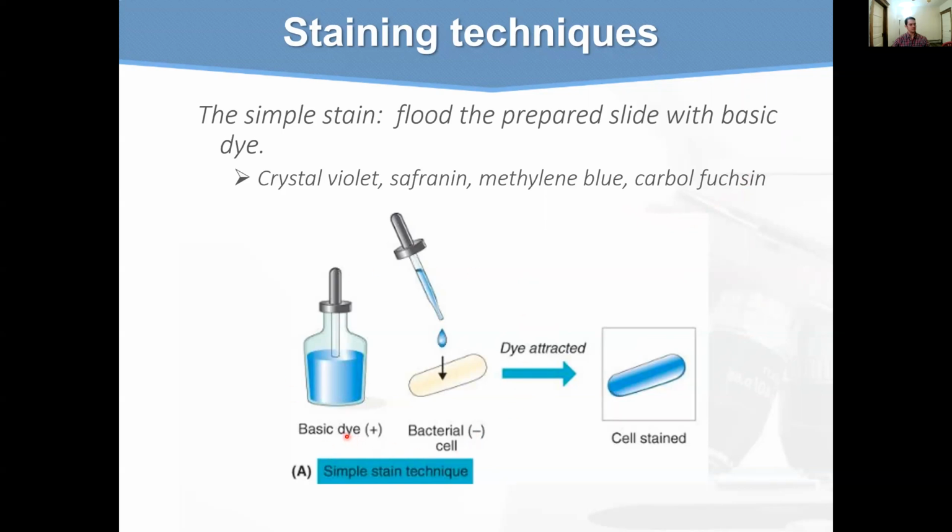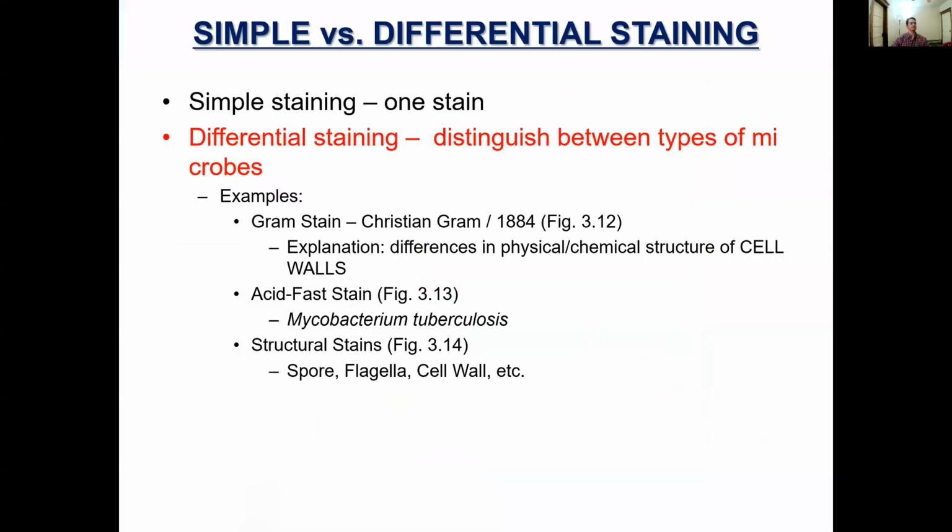So essentially, you're making it more visible under the microscope, so that it's not just a see-through organism. How this essentially works, very basically, is that basic dyes are positively charged, and the cell surfaces of bacteria are negatively charged, so opposites attract, and the cell becomes coated in the stain, and thus you can see the microbe.